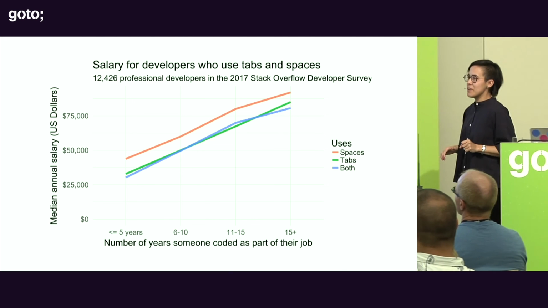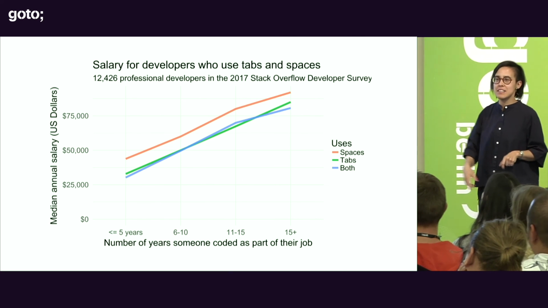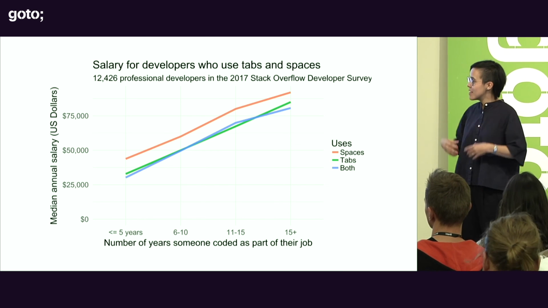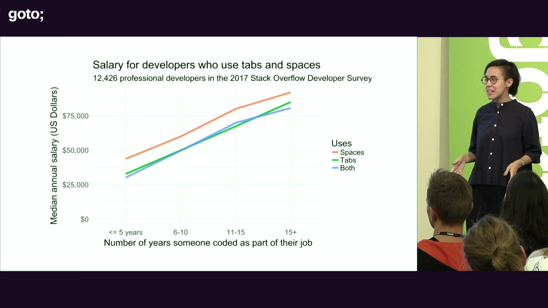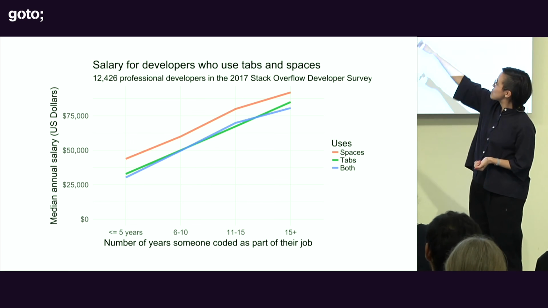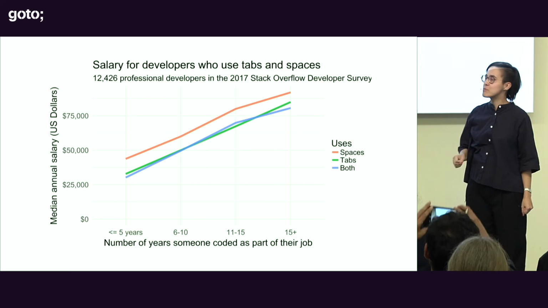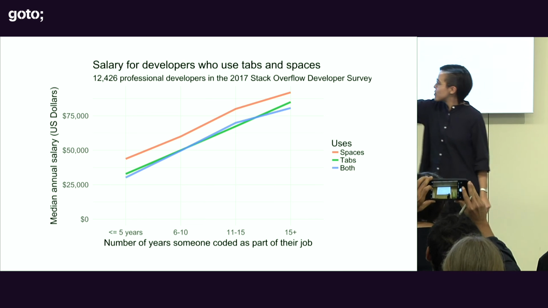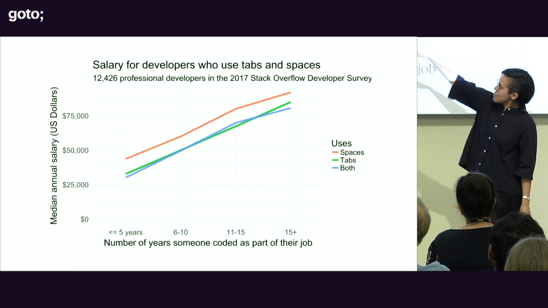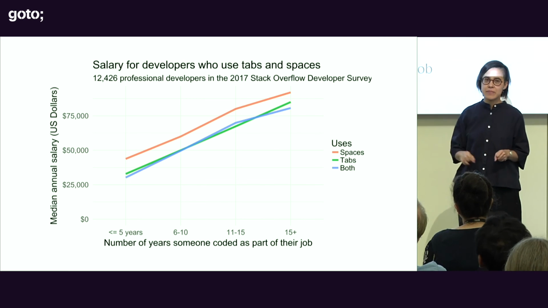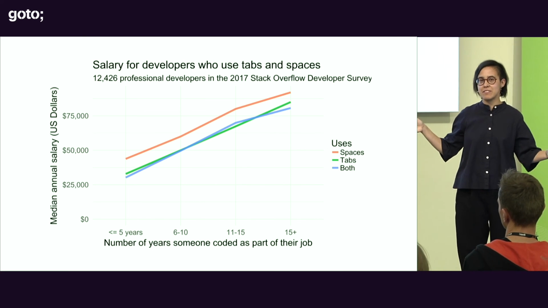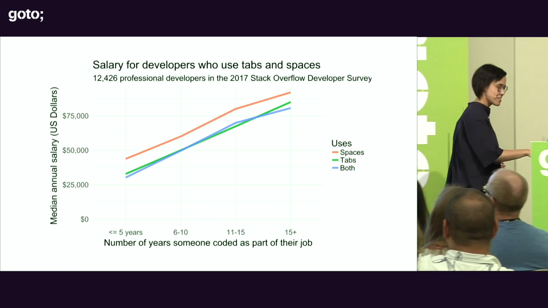And when you looked at the data, the Stack Overflow guys were so nice that they made all the data available, so you could actually download it and look at it yourself. They made their analysis public as well, so you could rerun it for yourself. In red are developers who use spaces, the others use tabs or both. This is the number of years someone coded as part of their job, so their experience. And on the y-axis is the annual salary in US dollars. So you can see that this effect holds over all experience levels, and it seems fairly robust.